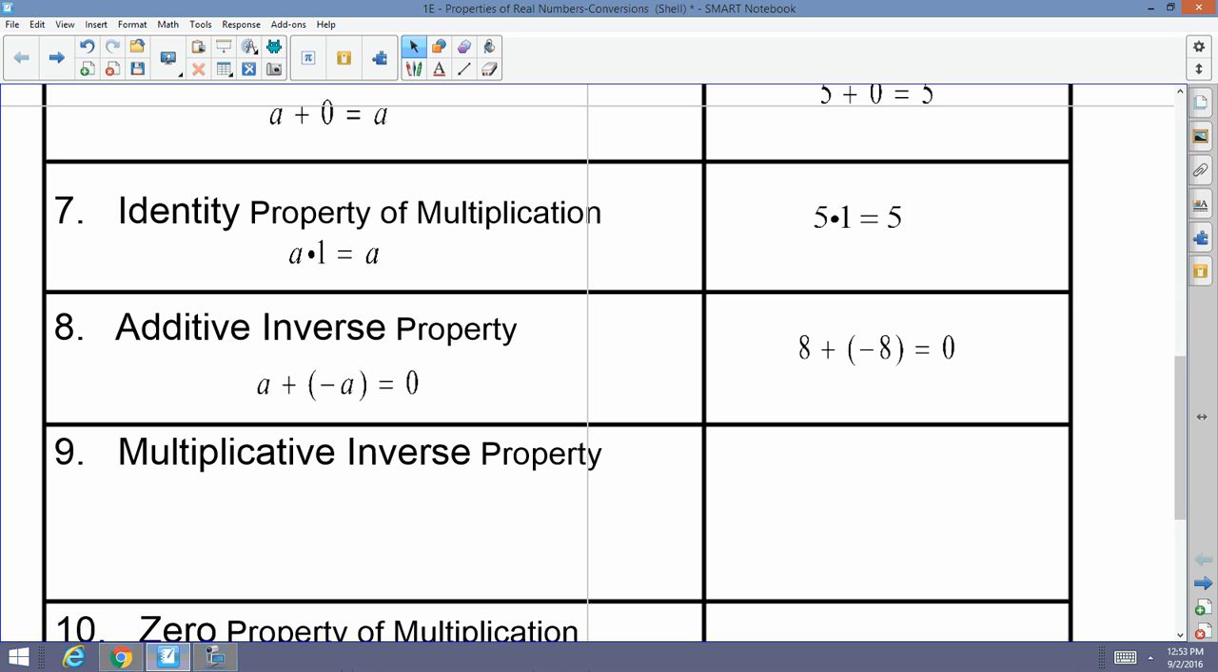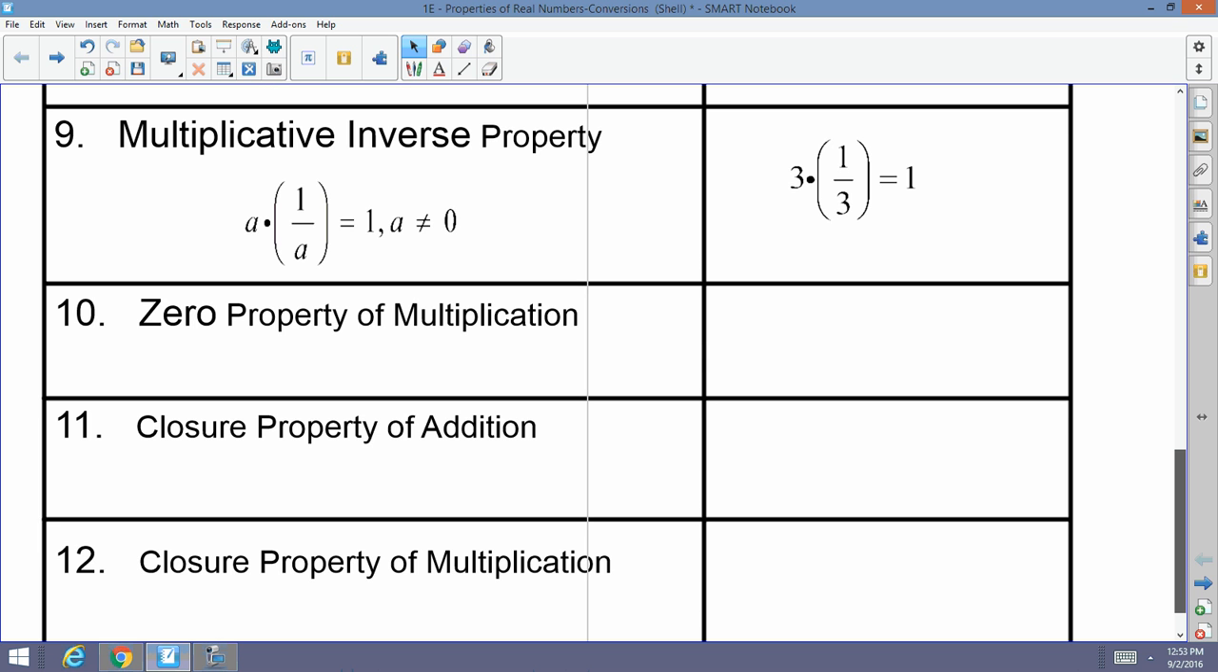The multiplicative inverse property, which we've seen as well, states that a times 1 over a equals 1. So in other words, any number times its reciprocal equals 1. So for example, 3 times 1/3 equals 1. Any number times its reciprocal equals 1.